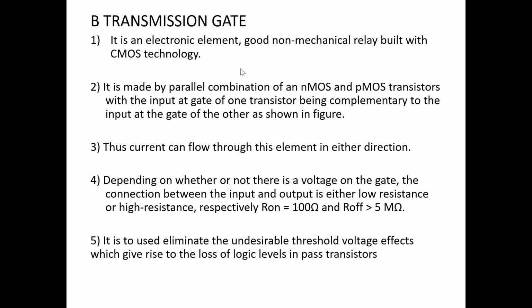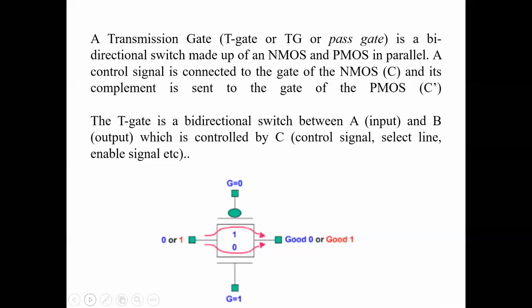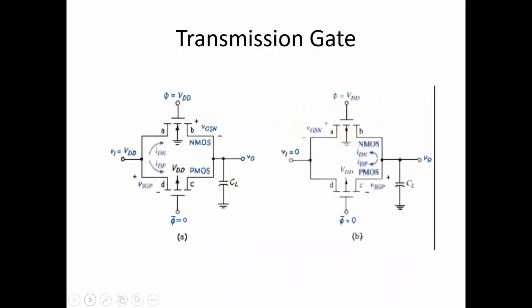Transmission gate means it is a combination of PMOS and NMOS which are connected in parallel. The current can flow through either the PMOS or the NMOS depending upon the input given. So now this is a transmission gate. This is how a transmission gate looks. It is called TG. Transmission gate is also known as TG.